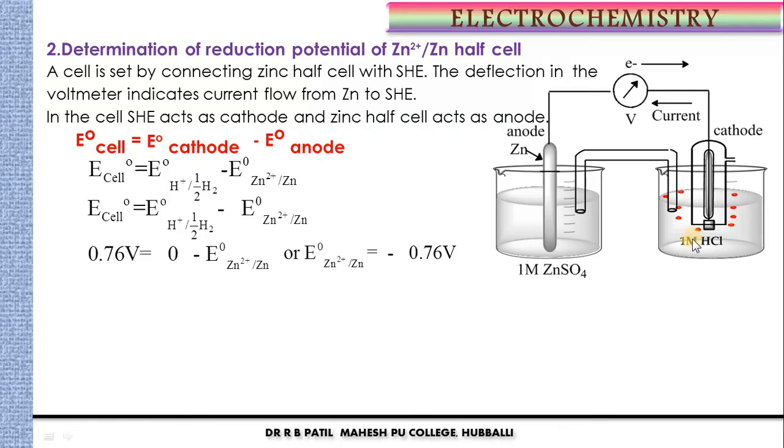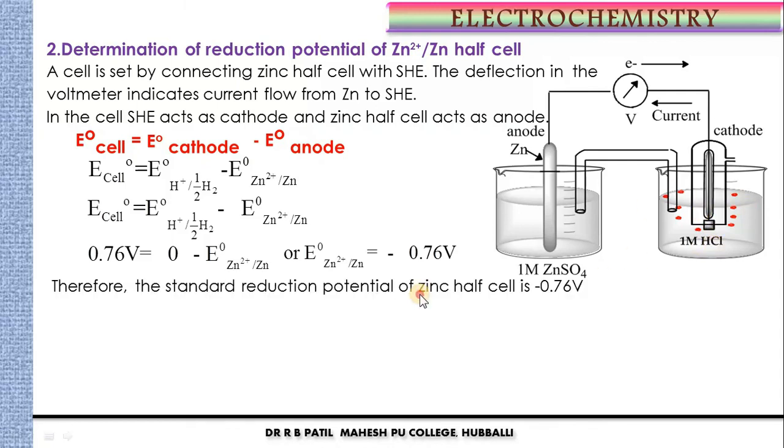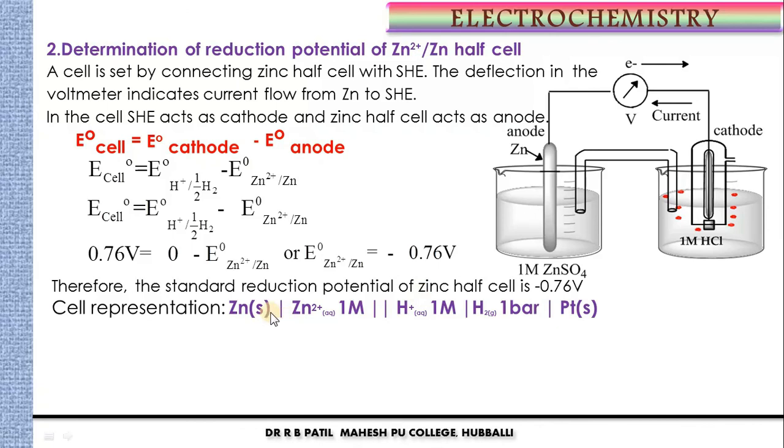Remember that point. First H plus or hydrogen. So first I write H plus, single vertical line, hydrogen gas, single vertical line, then platinum electrode. Like this we are going to write. Zinc electrode, single vertical line phase change, Zn2 plus 1 molar, two vertical lines indicate salt bridge, H plus from HCl, single vertical line that indicates the phase change. This is aqueous, this is hydrogen gas. Next single vertical line, and at the extreme ends we should write electrodes, platinum electrode.